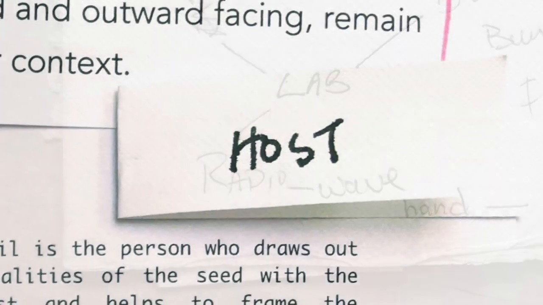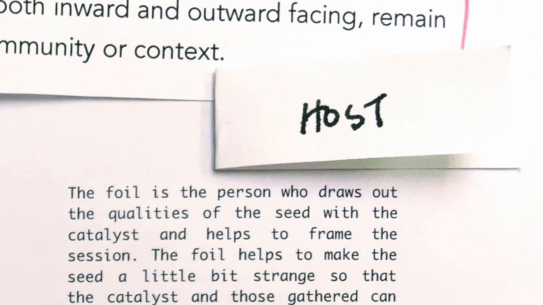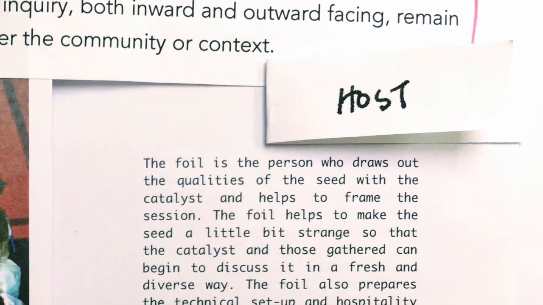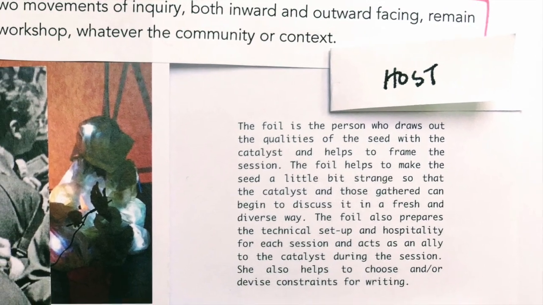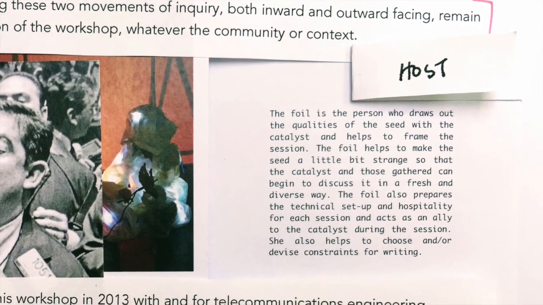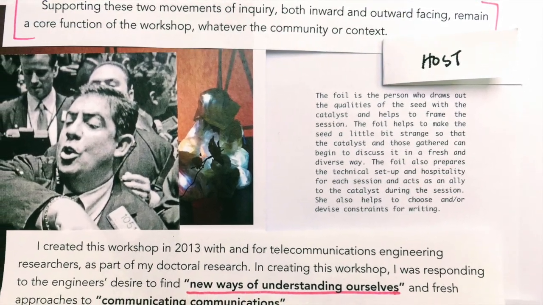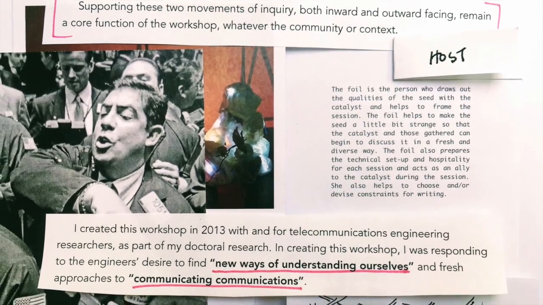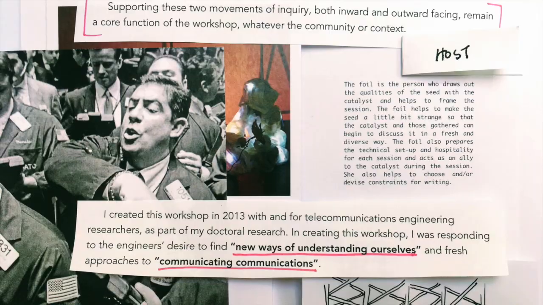So I am the host or foil of each workshop. I help to co-design the workshop. I help to select a seed to focus the conversation and to help the catalyst decide how they will present the seed. I devise the writing constraints. I support conversation and active listening. I make connections and call out patterns between diverging ideas. And I'm responsible for timekeeping.